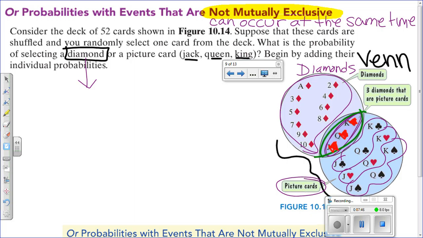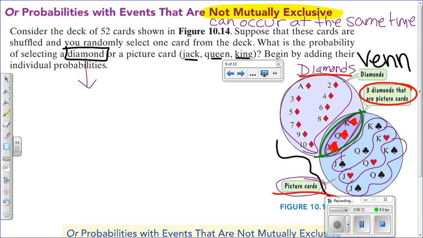So these are actually the events that will be mutually exclusive. I'm sorry, not mutually exclusive. That means that if it is a jack, a queen, or a king of diamonds, they will fall into both sets, the set of diamonds and the set of picture cards.